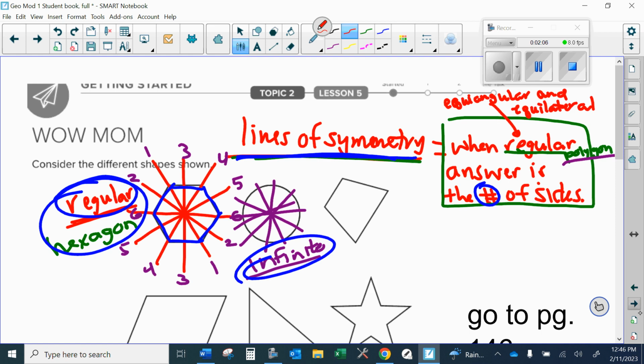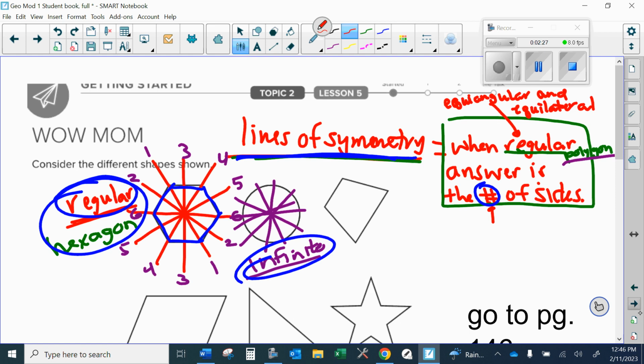Whenever it's a regular polygon, the answer for how many lines of symmetry is always whatever the number of sides is. So a regular pentagon, 5 sides, will be 5. A regular hexagon, 6. A regular octagon, 8. Okay, and you usually have one of those questions on the DCAS. It's going to use the word regular, like I just gave you those examples.